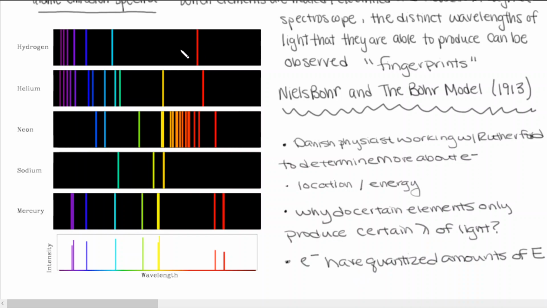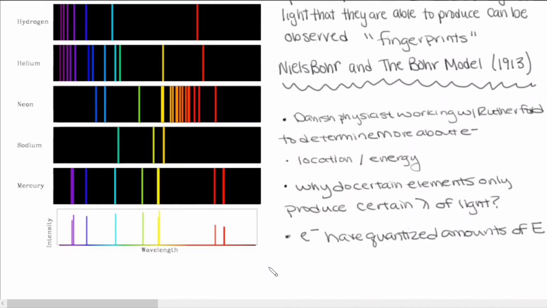Because if hydrogen's electron is only able to produce these specific colors, it must be because the electrons in the atom only have certain amounts of energy. Now, what they also hypothesized is that how much energy those electrons have and are able to produce depends on where those electrons are located.